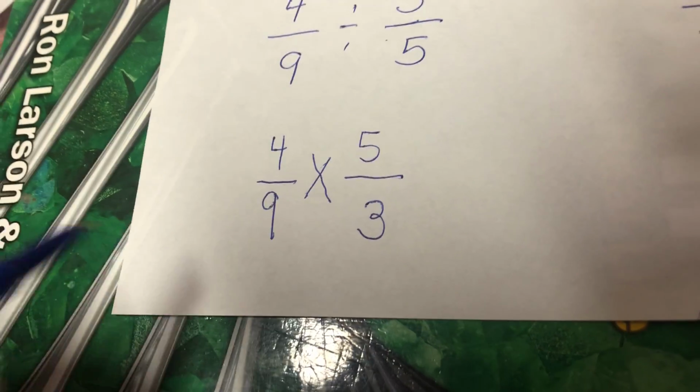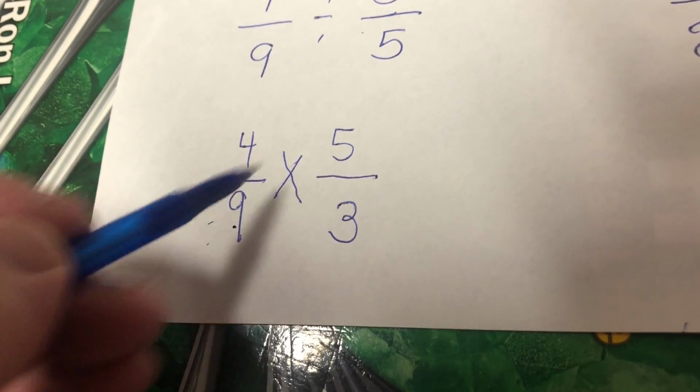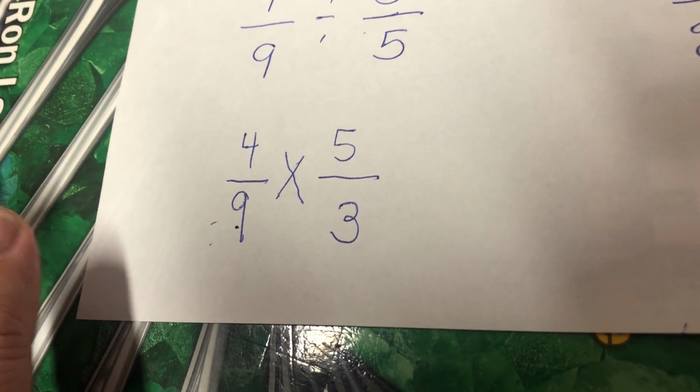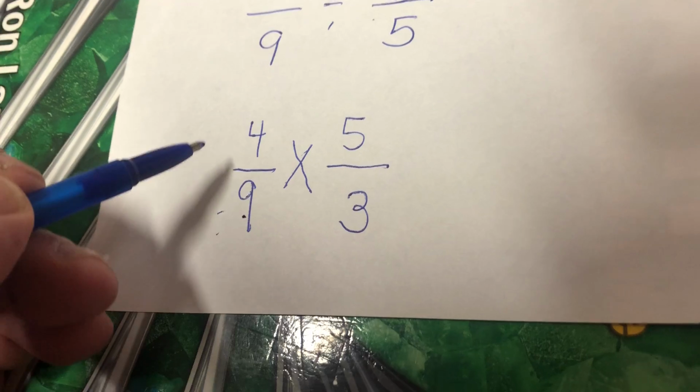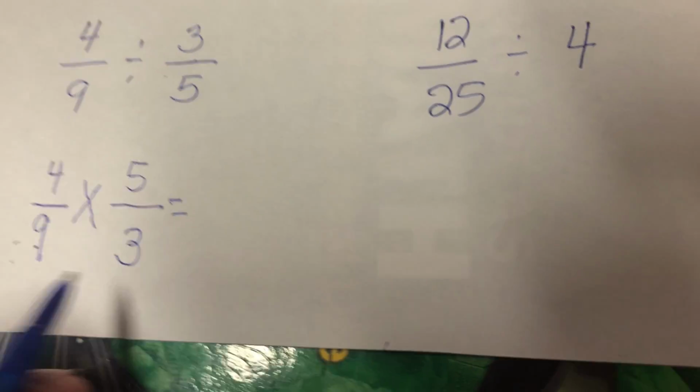So I'm thinking about cross-checking. Is there a number besides 1 that can go into both 9 and 5? No, there isn't. Is there a number besides 1 that can go into both 4 and 3? No, there isn't. So I'm ready to go ahead and multiply. I'm going to go ahead and put my equal sign there.